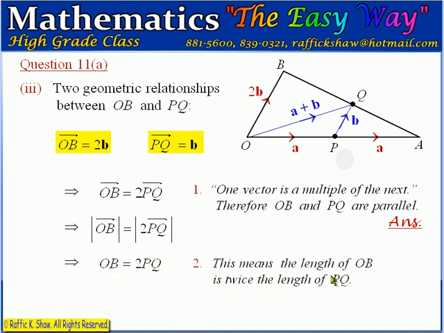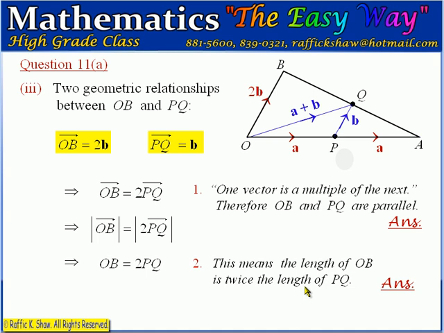This means that the length of OB is twice the length of PQ. And that's it. We have our two geometric relationships between the lines. This vector equation gave us this parallel geometric relationship, and this scalar equation gave us the relationship in terms of the length of the lines, and that's the answer for part 3 of this question.